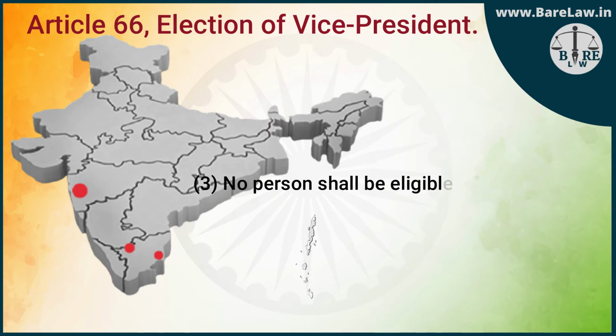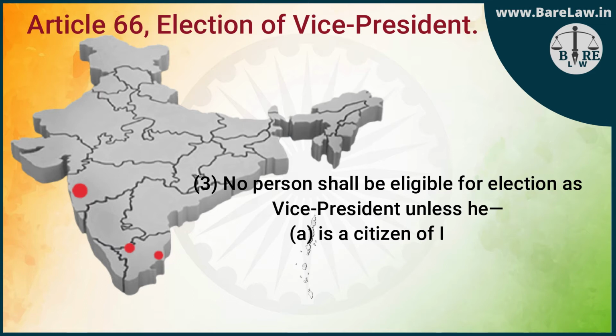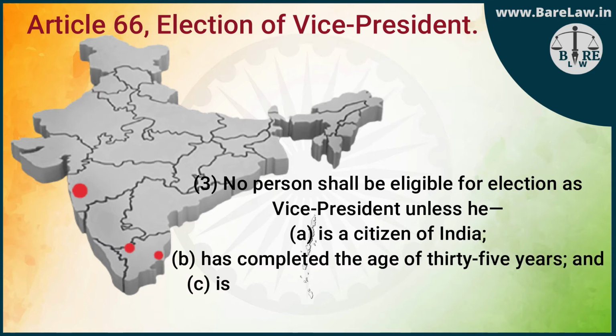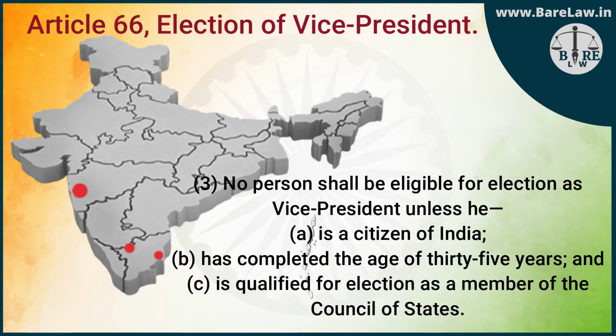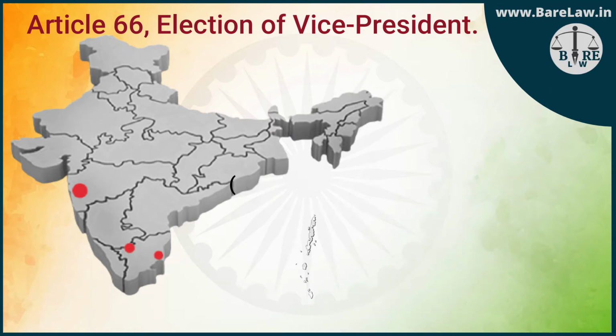Subclause 3. No person shall be eligible for election as Vice President unless he a. is a citizen of India, b. has completed the age of 35 years, and c. is qualified for election as a member of the Council of States.